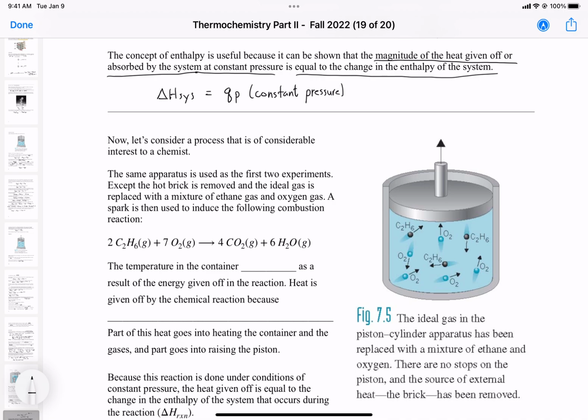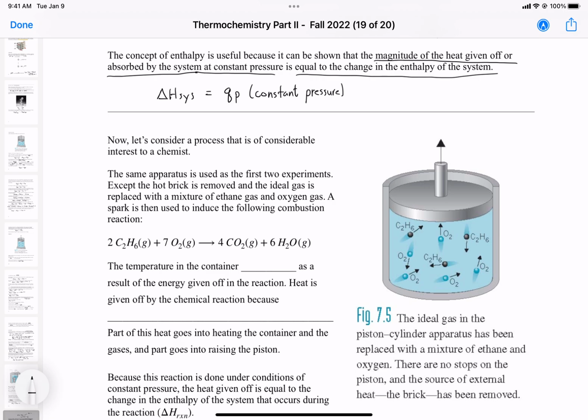So let's think about this apparatus. In this example, we are just removing the hot brick, and we're not considering it at all. Now we have a mixture of ethane gas and oxygen gas, and then we're going to combust it. So a spark is introduced, and we're going to combust the reaction according to this chemical equation. So what can we say about it?